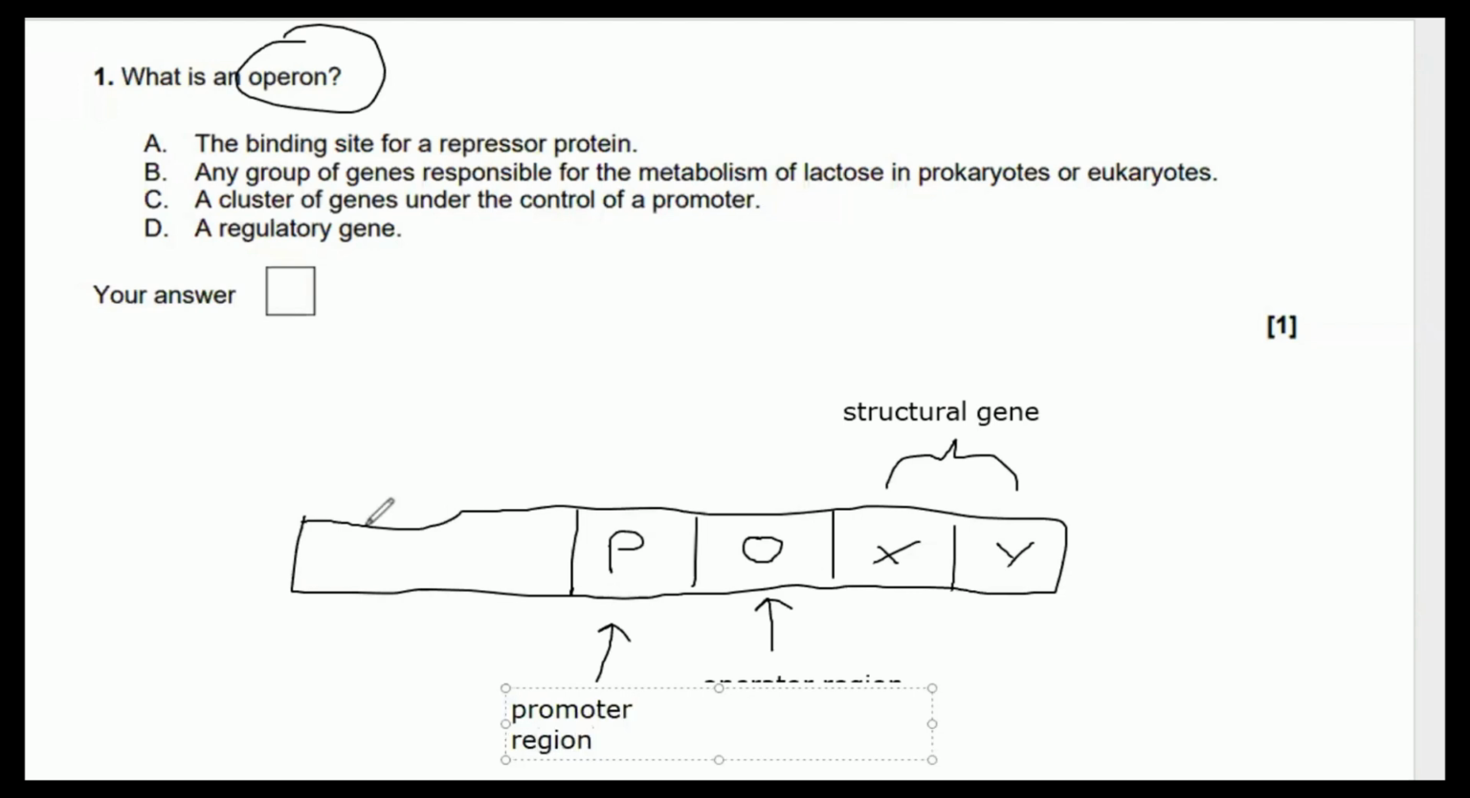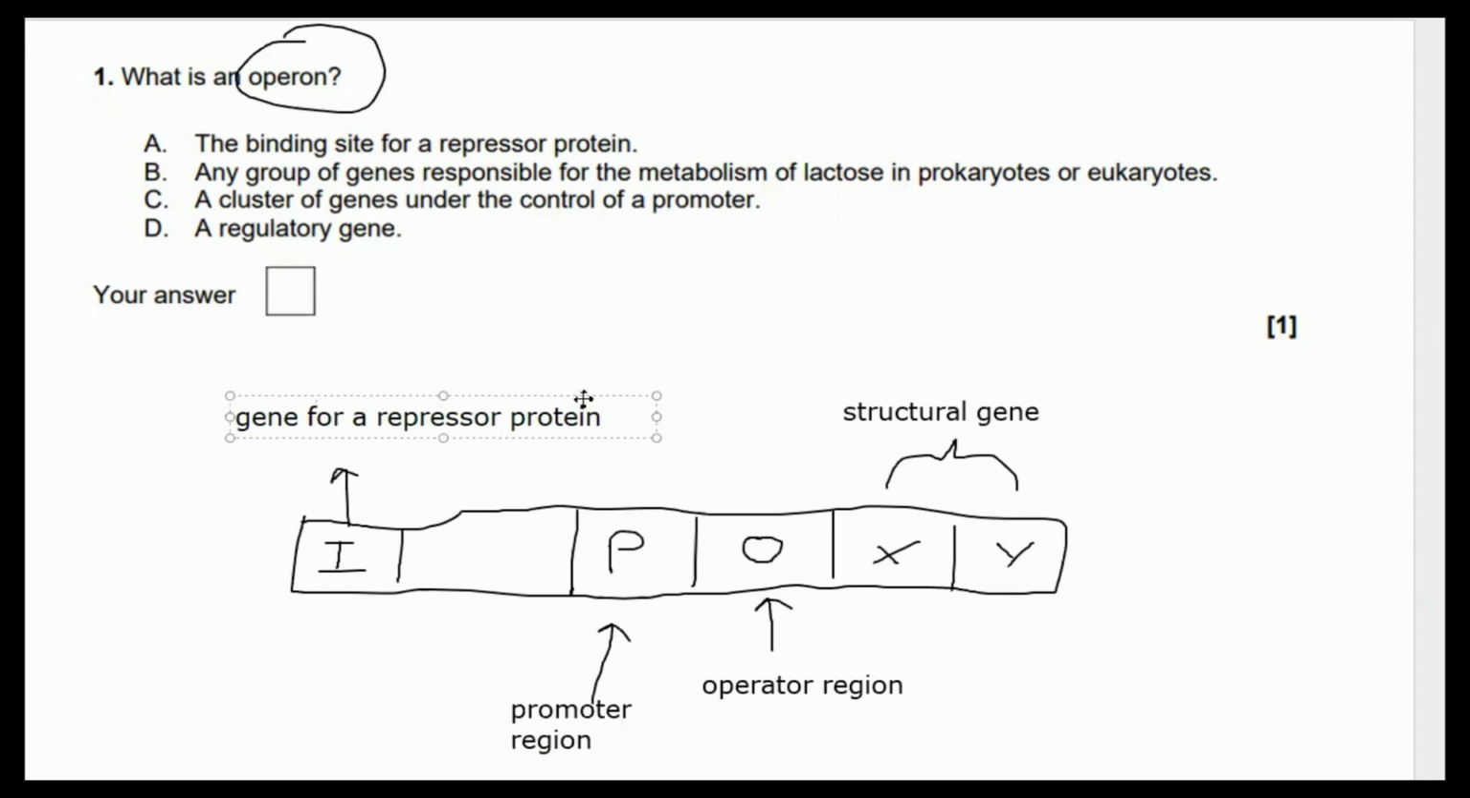Now, somewhere over here, we also have a gene for a repressor protein. So this is the gene for a repressor protein, and that is over there. So actually, let's move this over here. Okay, so how does this all work?